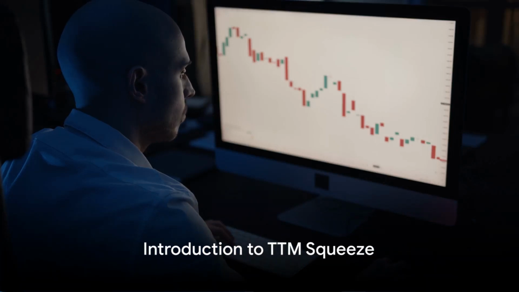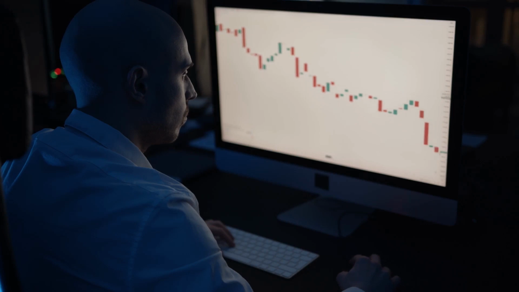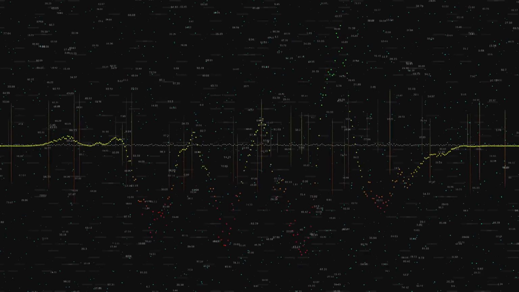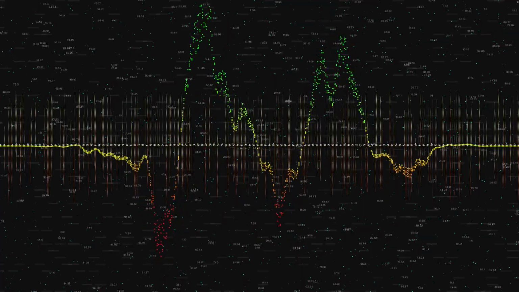In the world of trading, having the right tools can make all the difference. One such tool is the TTM Squeeze. This innovative tool is a game changer for traders worldwide. It's a visual approach that shows how Bollinger Bands and Keltner channels interact with the momentum of price action.